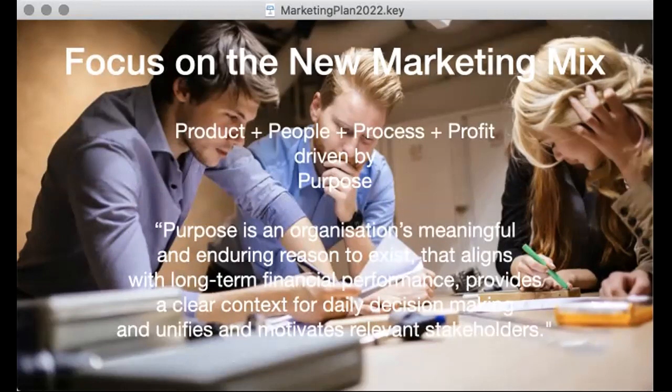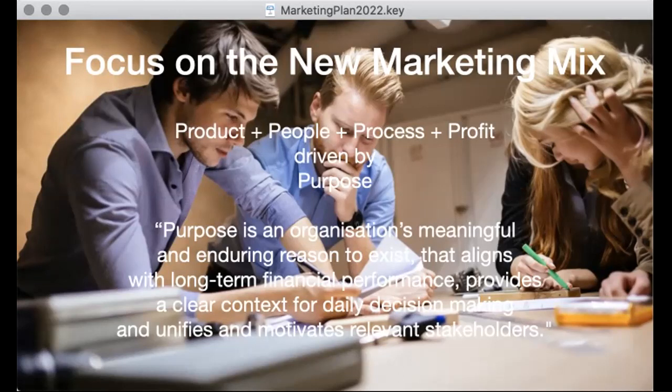So if you've got a keyboard ready, or you've got a notepad and a pen ready, make some notes here, because this is important stuff. Okay, these are the elements for your marketing plan for 2022, the things to really get passionate about: product, people, process, and profit. And there is another P that sits right at the heart of all of these, and that's called purpose. Okay, and purpose is your organization's meaningful and enduring reason to exist. Think about that for a moment. Your purpose as an organization is a meaningful and enduring reason to exist.